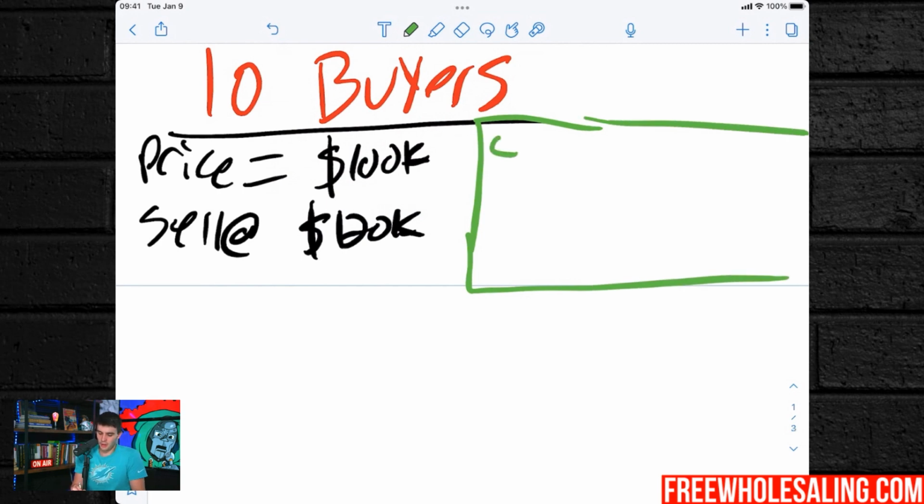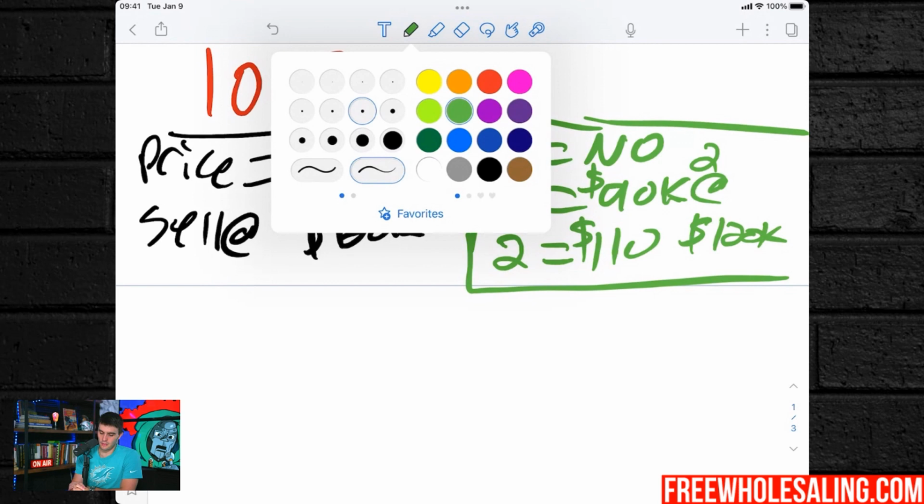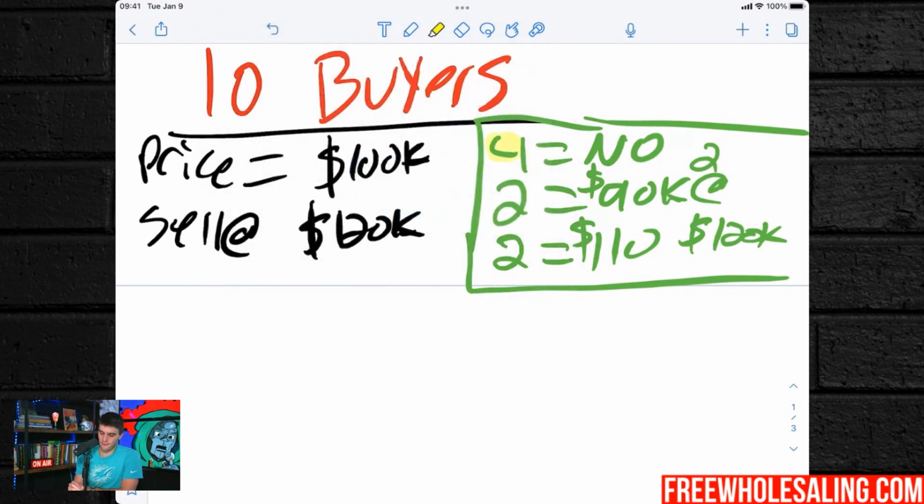Probably 4 of them are just going to say no because it's not the right criteria. 2 of them are going to be at like 90K. Okay. And then we have 2, which will probably be at 110. And then maybe I would say 2 at probably 120. And these are how the numbers really work. So we're going to have 4 here that are going to say no. Just want everyone to understand that.